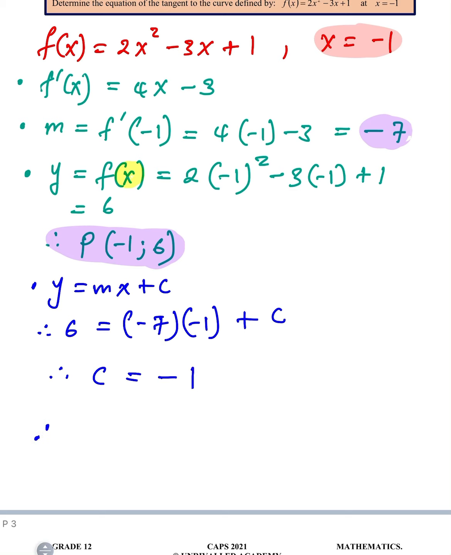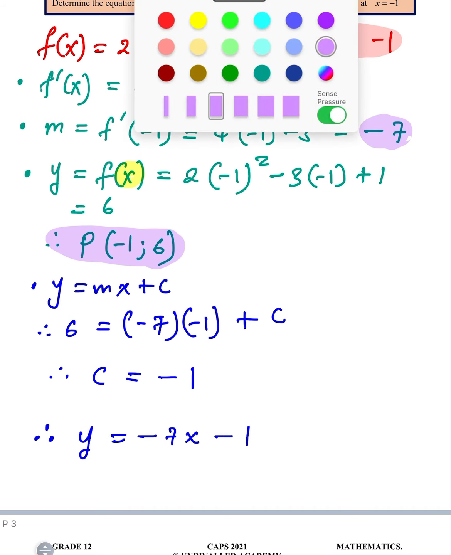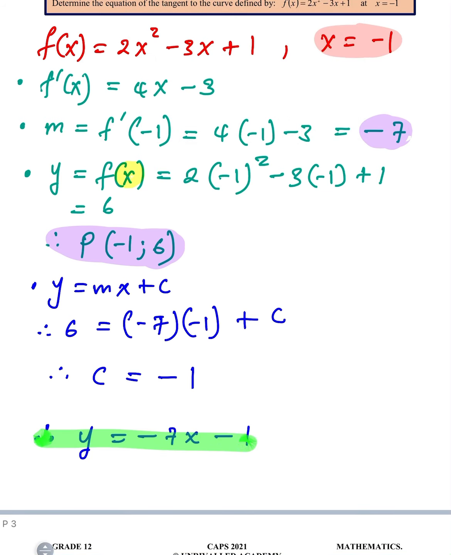So therefore, the equation of the tangent to the curve at that point of x equals -1 is going to be given by the gradient of -7 multiplied by x plus the value of c, which at this point in time is what? It is -1, which we found. So I'm going to highlight that for you. So this is the answer.